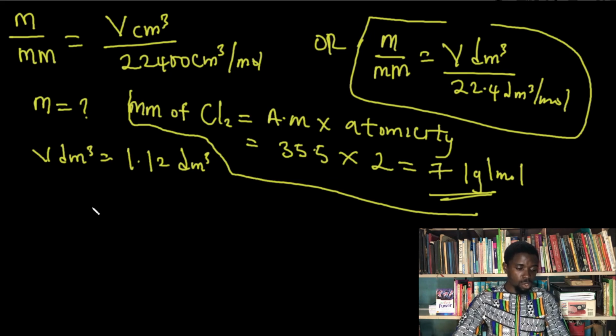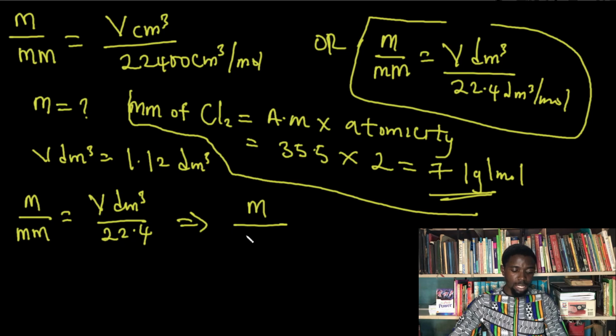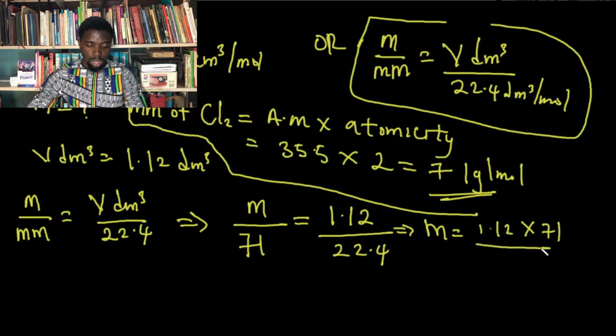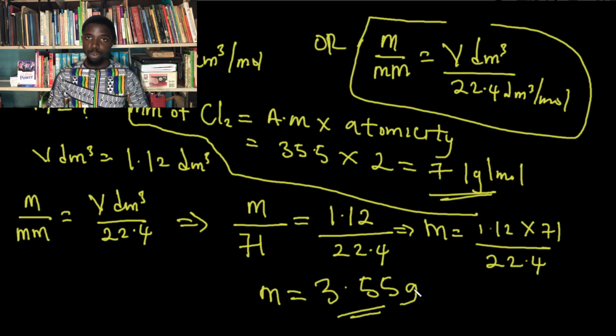So with that said, let's get to solve. The relationship we are going to be using is mass over molar mass equals volume in dm cube all over 22.4. The mass is what we are looking for, the molar mass of the gas is 71 as we found, and the volume in dm cube is 1.12 divided by 22.4. If we make m the subject of formula, we have m equals 1.12 multiplied by 71 all divided by 22.4. Eventually, after doing this calculation, the mass is equal to 3.55 grams. Quite simple. The relationship between the mass and the volume is established by that direct formula.